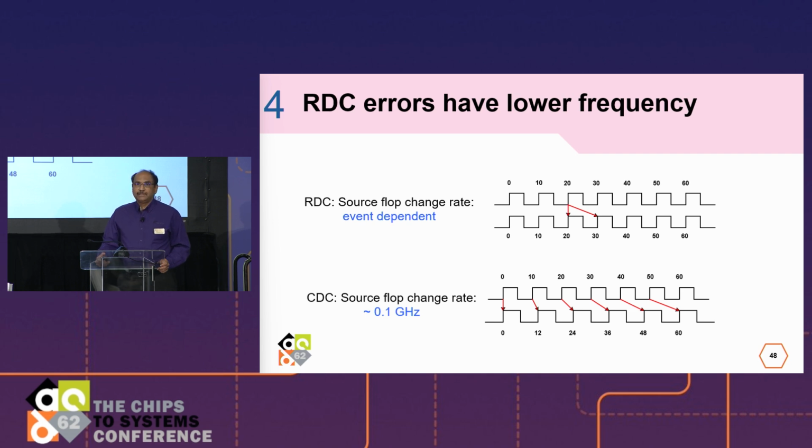And fourth is the rate of errors that can occur in reset domain crossings is significantly lower and unpredictable compared to those with CDC crossings.